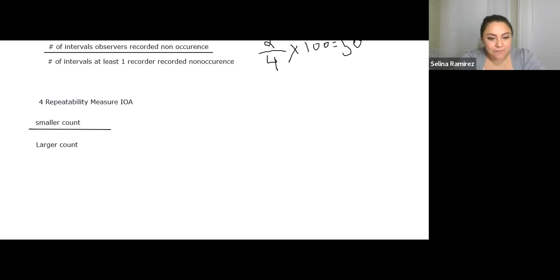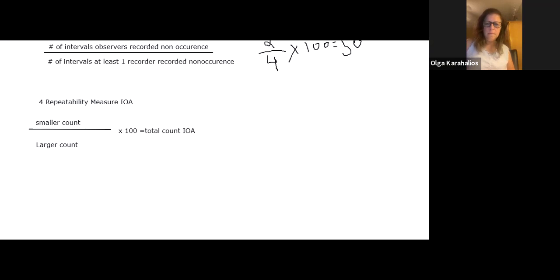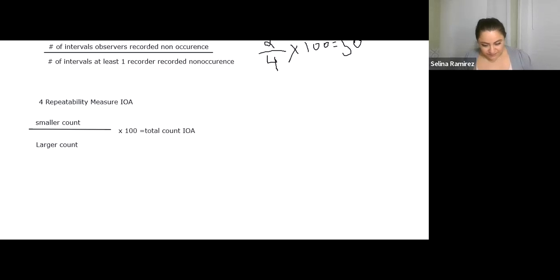Total count. So this is going to be your simplest way of collecting IOA. And this is when we are, again, using that event recording frequency. We're taking some tallies. Okay, so we were going off of the examples that they gave in Cooper. Okay, so let's see the example here.